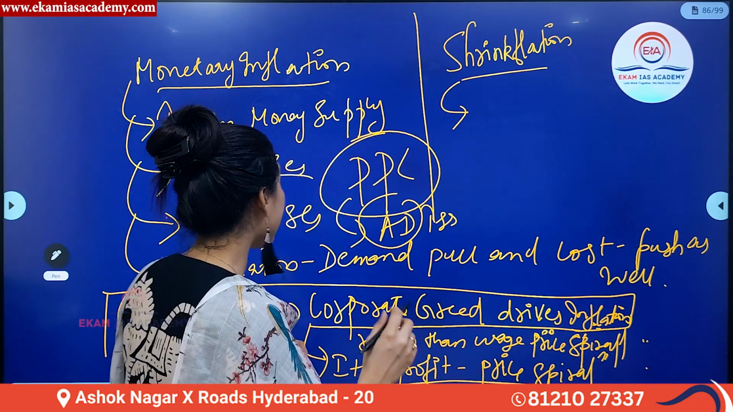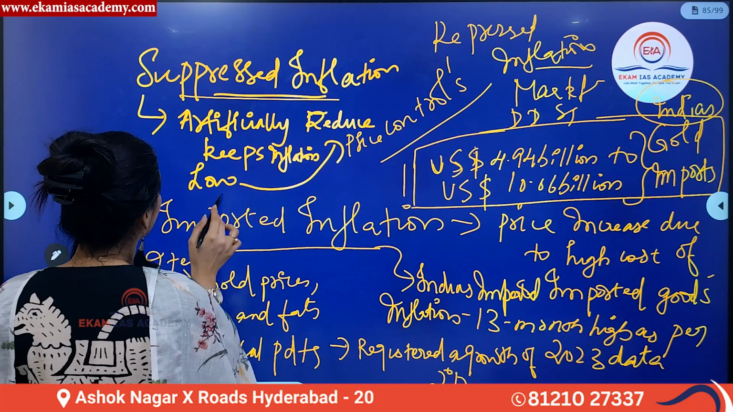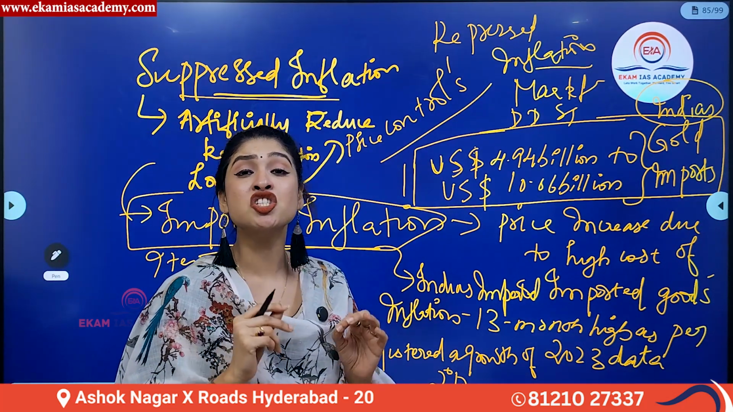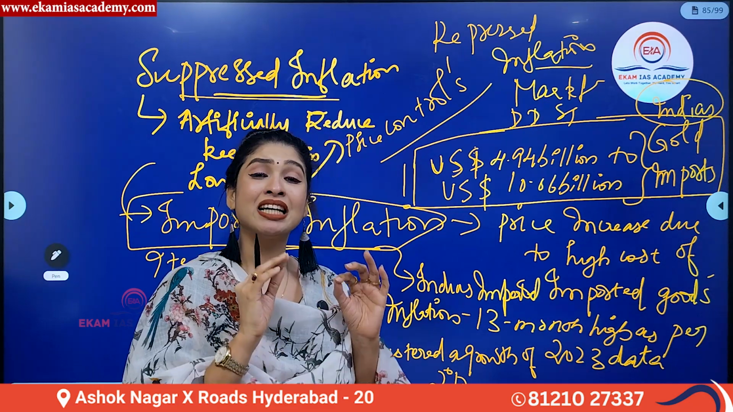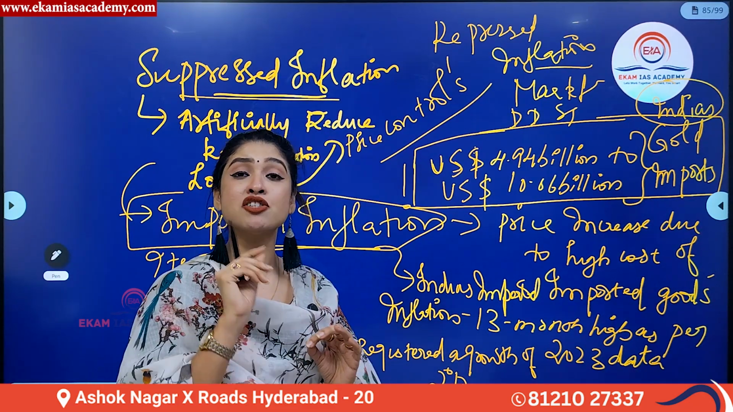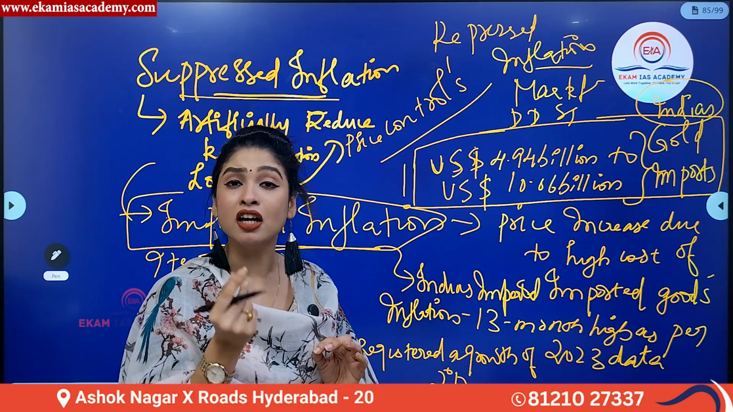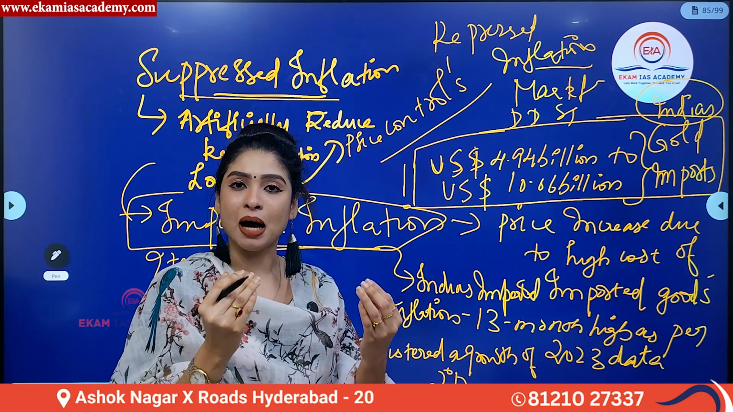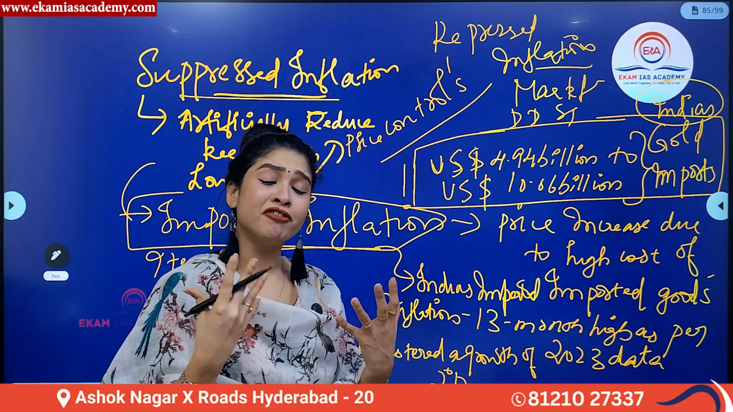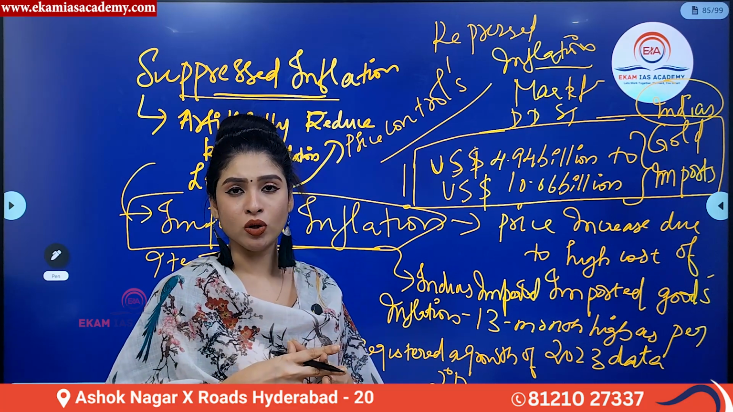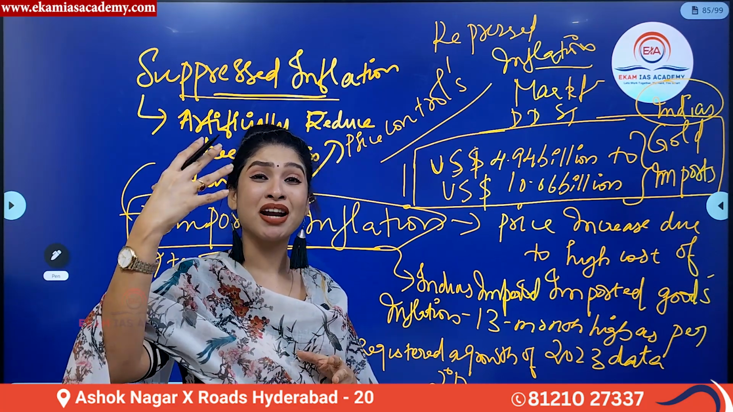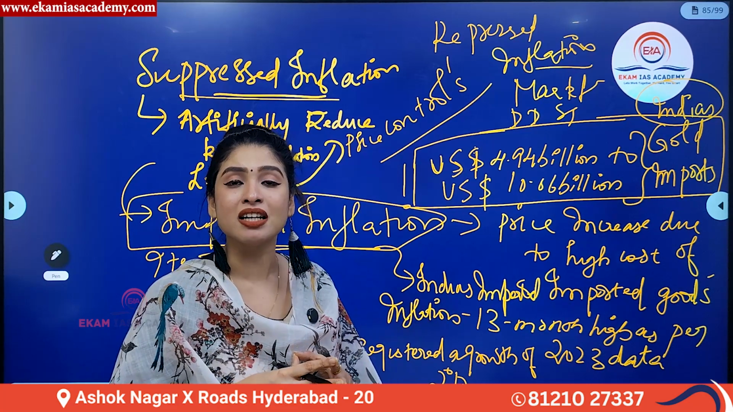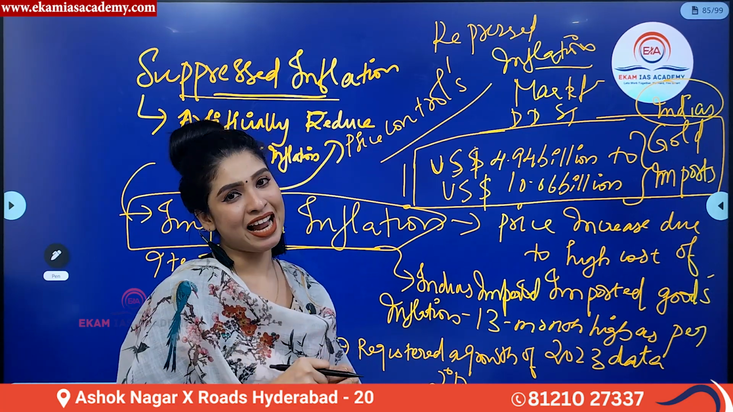The next one is imported inflation. Now, this particular concept called imported inflation refers to a situation in which there is an increase in the price of goods and services. Why? Due to the higher cost of imported commodities. For example, in our country, India, we frequently and often import gold. Because of the high price of gold, which is an imported product, automatically it leads to what? A situation called imported inflation.